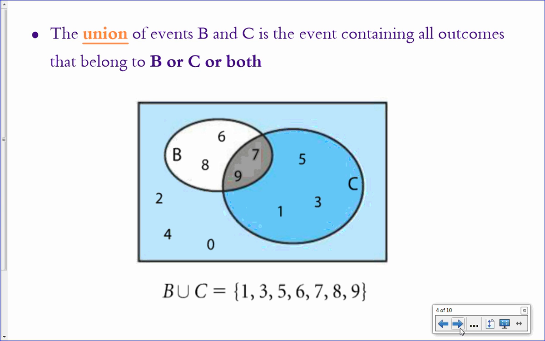The union of events B and C is the event containing all outcomes that belong to B or C or both. So this is B and C bringing everything that they have and all elements being considered. The only elements that are not considered in the union of B and C are the 2, 4, and 0 that lie outside of the two circles, but still in the sample space. The symbol for union is this inverted horseshoe, and the set here includes 1, 3, 5, 6, 7, 8, and 9. So it does indeed include the overlap region as well as the two separate circle areas inside of B and C.